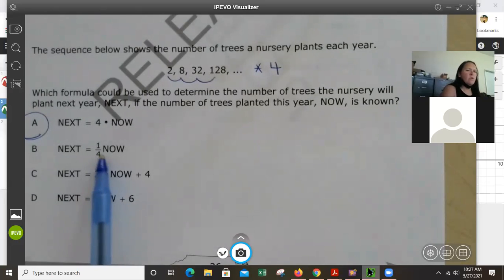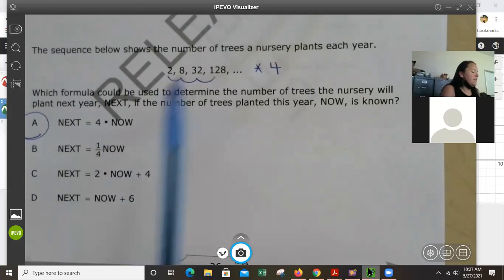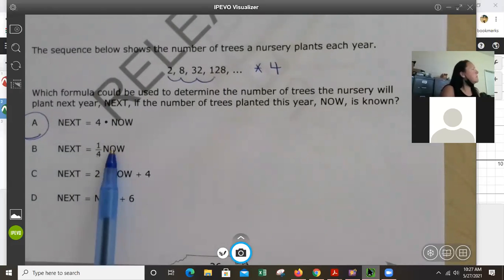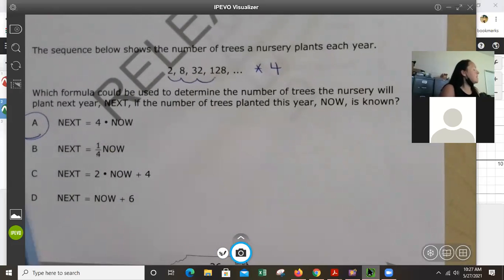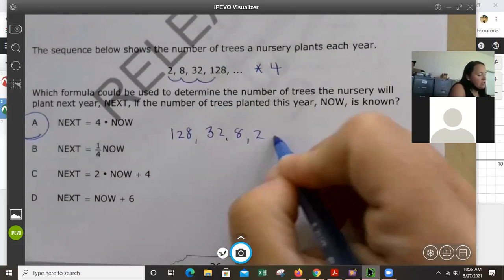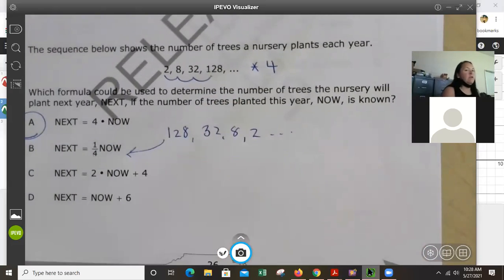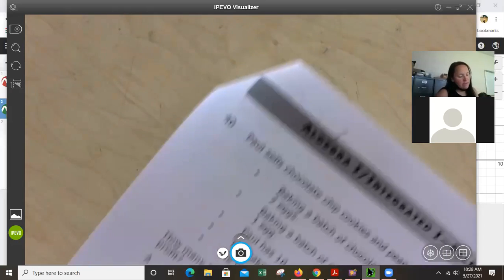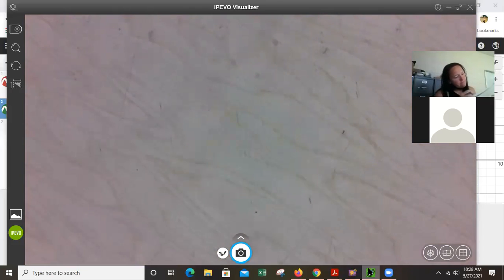What about this one? What would this one be? What would this look like if B were our answer? Nope. It actually wouldn't. Instead of increasing, what would it be doing? Decreasing. So if you got something that looked like that, 128, 32, 8, 2, and it kept going, that would be this one. You're dividing by 4 every time. Is that right good? All right, let's keep looking. We got 44.